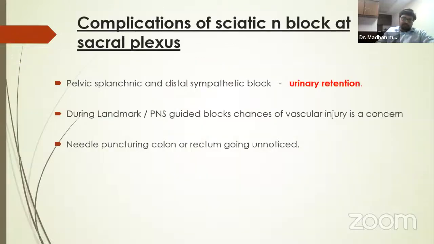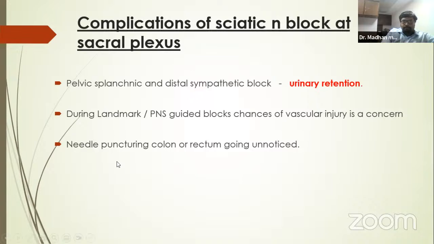So coming to the complications of sciatic nerve block at the sacral plexus. Any block will have pros and cons. The con for this block is that it leads to blockade of the pelvic splanchnic nerves, and there may be chances of urinary retention. Though it is a unilateral block, the drug itself may cause blockade of the nerves, causing urinary retention, not in all patients. Some patients who already have issues like prostate hypertrophy may have complications leading to retention of urine, and you may need to catheterize to drain out the urine.